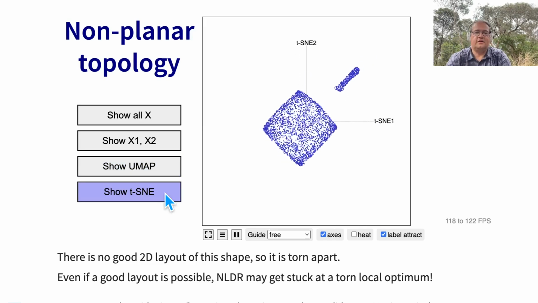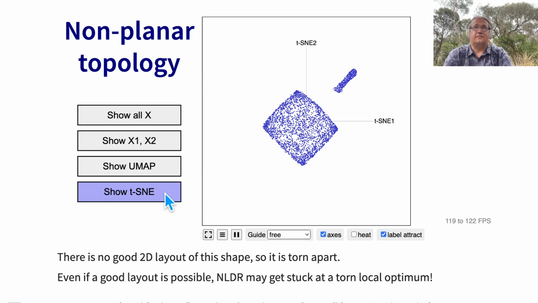The t-SNE has done something quite similar. So this can happen if there isn't a good 2D layout, or maybe these algorithms just don't find a good layout, and so they end up tearing apart things that should be connected. So that's something that can happen.